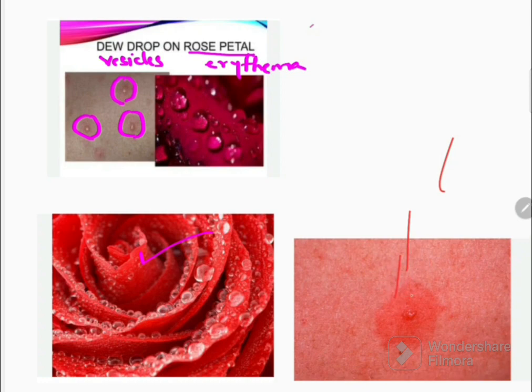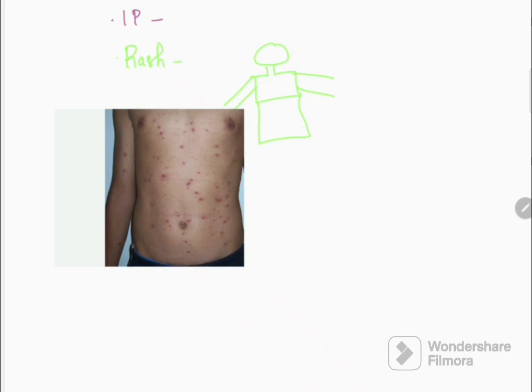One more picture I have for you. See, this is a vesicle, and around it is the erythema. So this is a dewdrop and this is what, guys? The rose petal. Now let's see how the rash distribution is. Before that, what is the incubation period of chickenpox, guys? It is about 2 to 3 weeks.